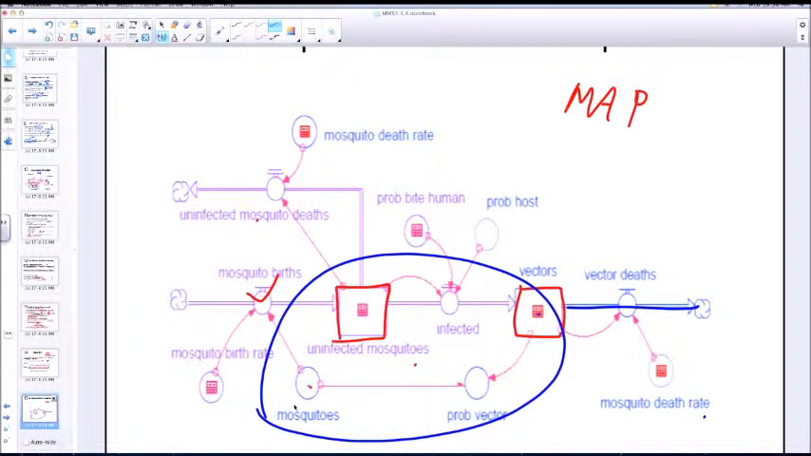The real interesting part is this piece, when the uninfected mosquitoes become a vector. So how does this happen? It happens because it has to bite a human being, and the human being has to be a host. And then this transition, in equation 9 if you remember, equals the total population of uninfected mosquitoes times the probability of biting the human, and times the probability the human bitten is a host.